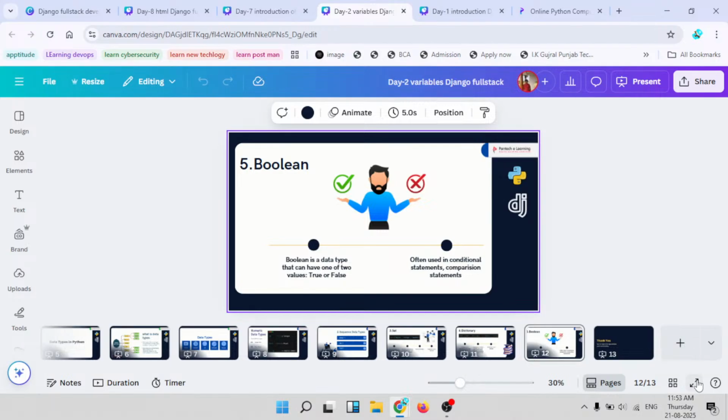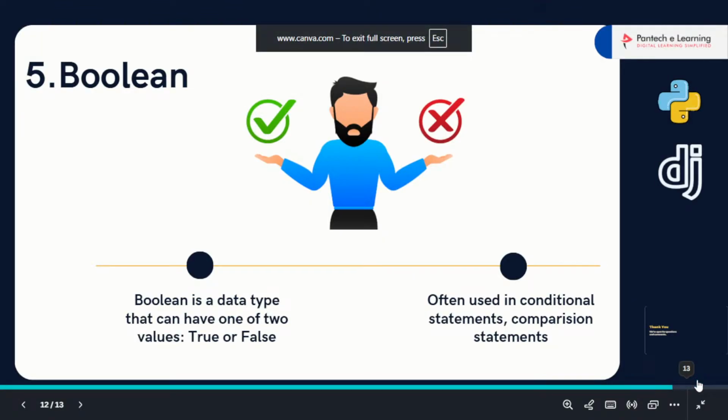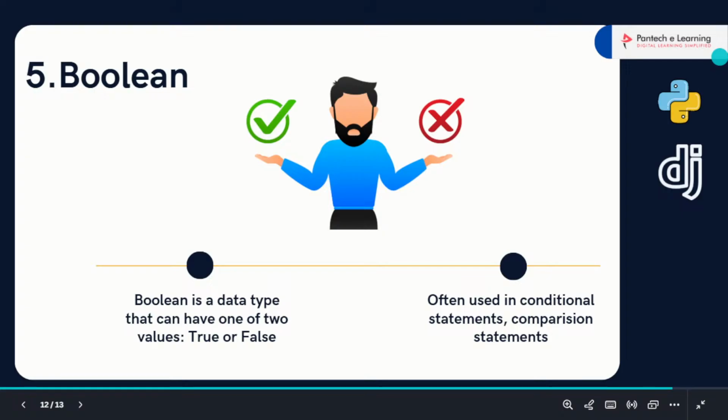Okay, these are the data types. These are the variables and data types in Python. Okay, now we understand everything in the proper way, right?